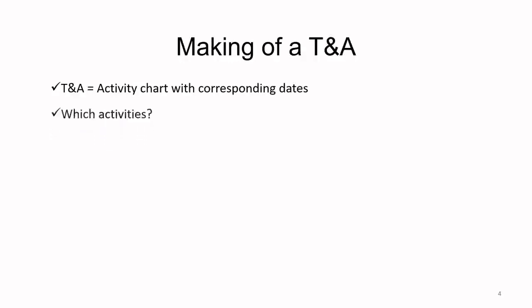And let's look at the making of a TNA. How do we make the TNA? Now, time and action calendar. Time and action is the activity chart with corresponding dates. On which date, what is supposed to begin, and when is it supposed to end, or when is it supposed to be completed. Now, which activities?